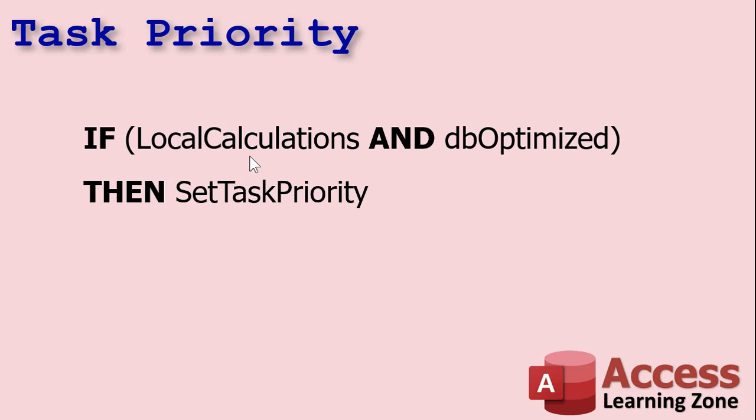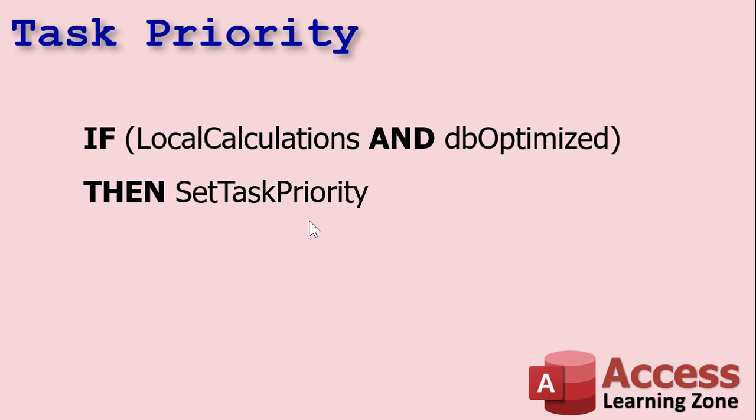So as long as that's not the case and your database is properly optimized, in other words, you've got good table structure like I show in my classes, you've got multiple tables where necessary, you're properly normalized, you've got your tables indexed where they need to be, your queries are set up right. If both of those things are true, then we can talk about setting your task priority to a higher level.